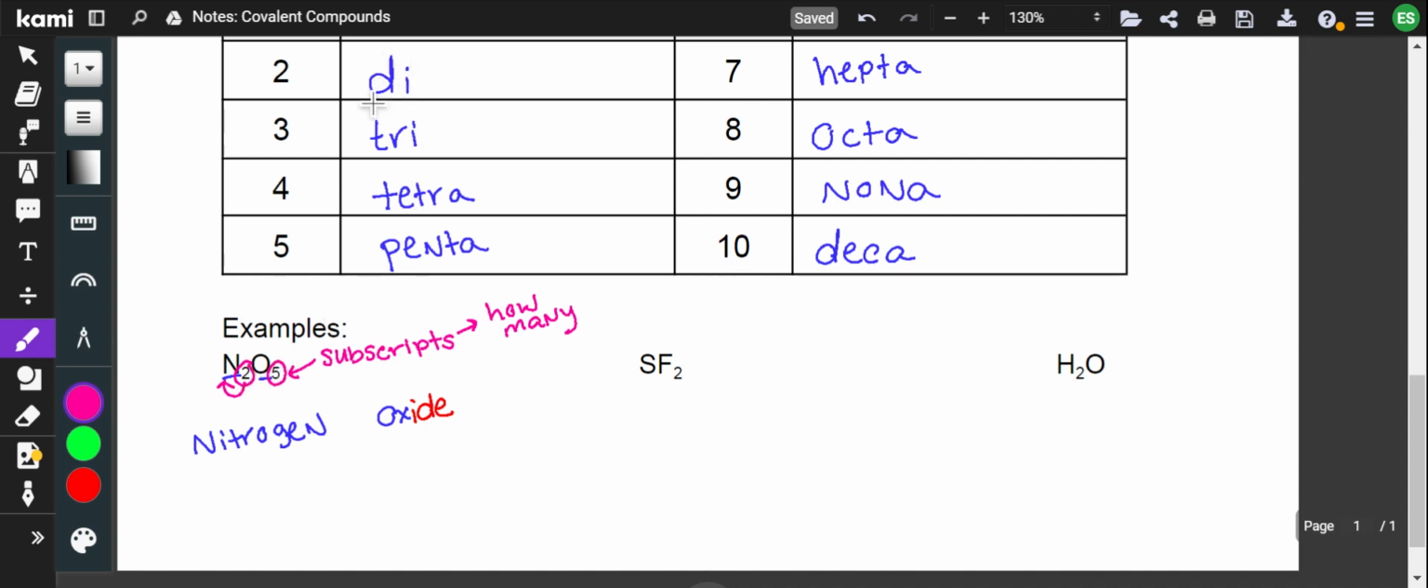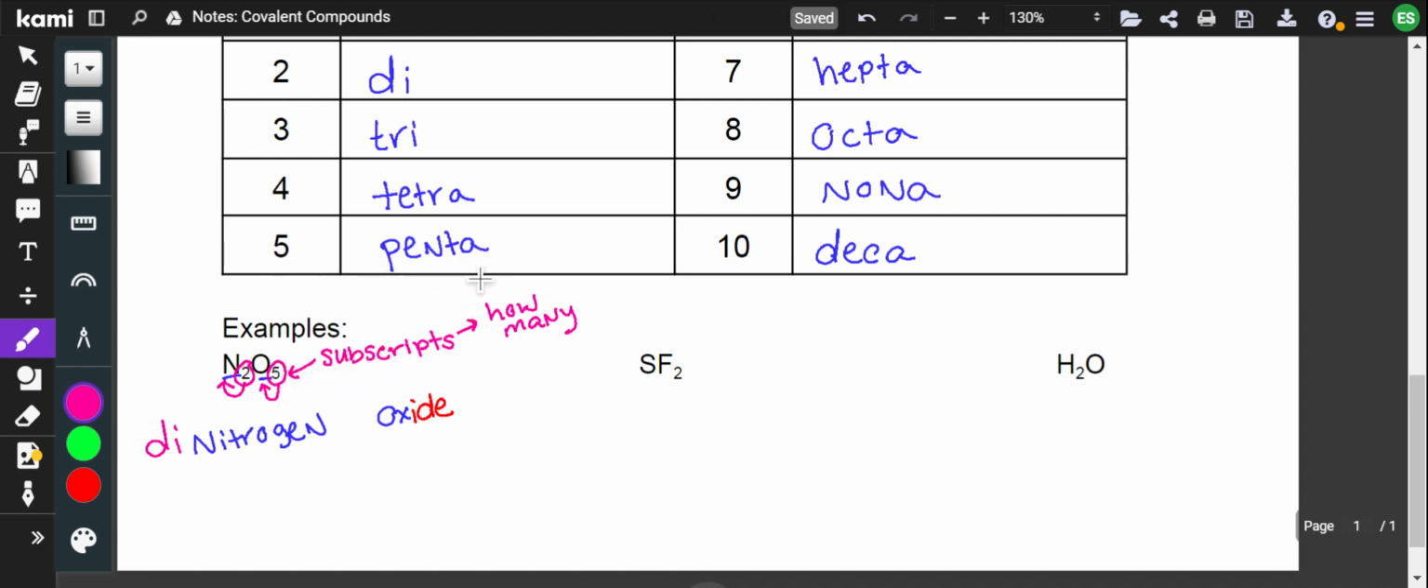Subscript 2, 2 is di. That's that prefix. So in front of the nitrogen, we are going to put di. So this becomes dinitrogen for the 2 nitrogens in the compound. For the oxygen, or the oxide now, since we're in a compound, we have a 5. The 5 goes with the element in front. 5, the prefix for 5, is penta.